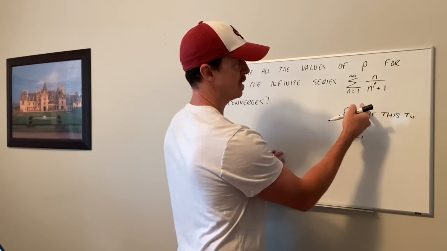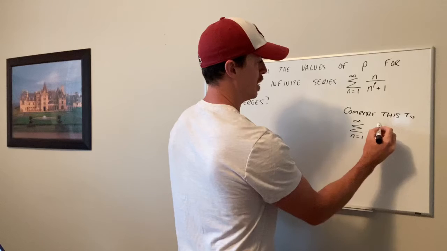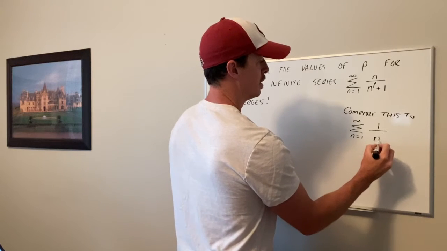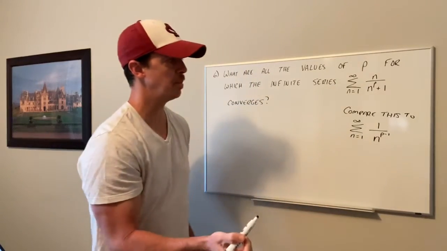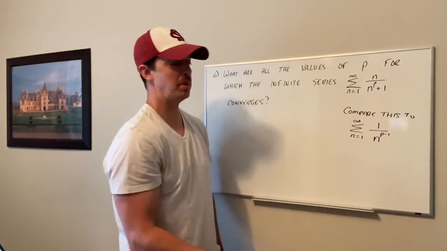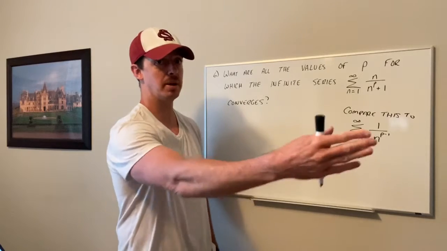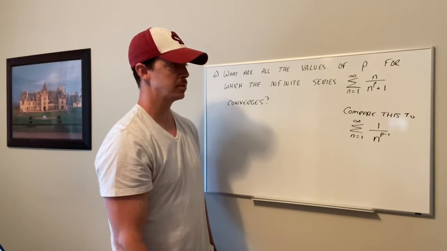And what I'm going to do is just cancel an N there. And so that would be a 1 in the numerator, and this would be N to the P minus 1 in the denominator. And the plus 1 out there wouldn't matter. So this is essentially that when you're talking about heading to infinity. So they're the same thing.